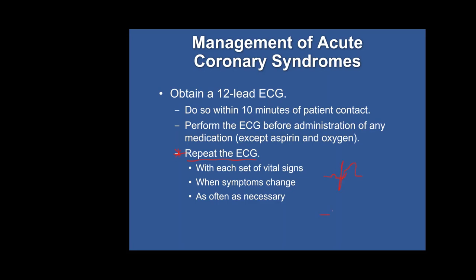Did that ST elevation get worse, right? It's telling us their MI is getting worse. Or we're getting more of a development of those Q waves showing up, right? Or as we start getting more oxygen on board, we got the aspirin on board, we're getting the nitro, did that ST elevation actually get lower, right? So we want to know which way is our patient heading. Is their problem getting worse? Is their problem getting better? Problem not changing, which is also noteworthy. So running subsequent 12 leads is always a good idea.